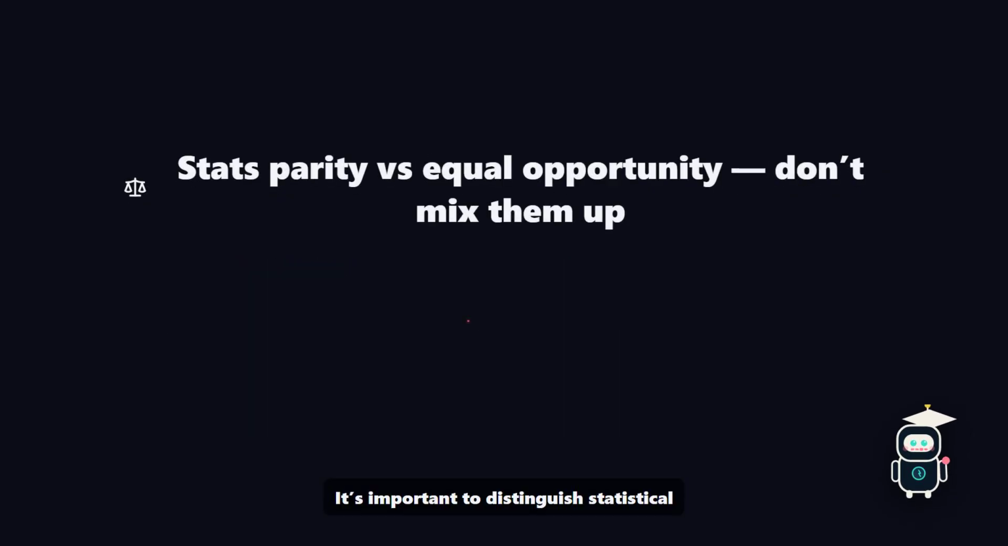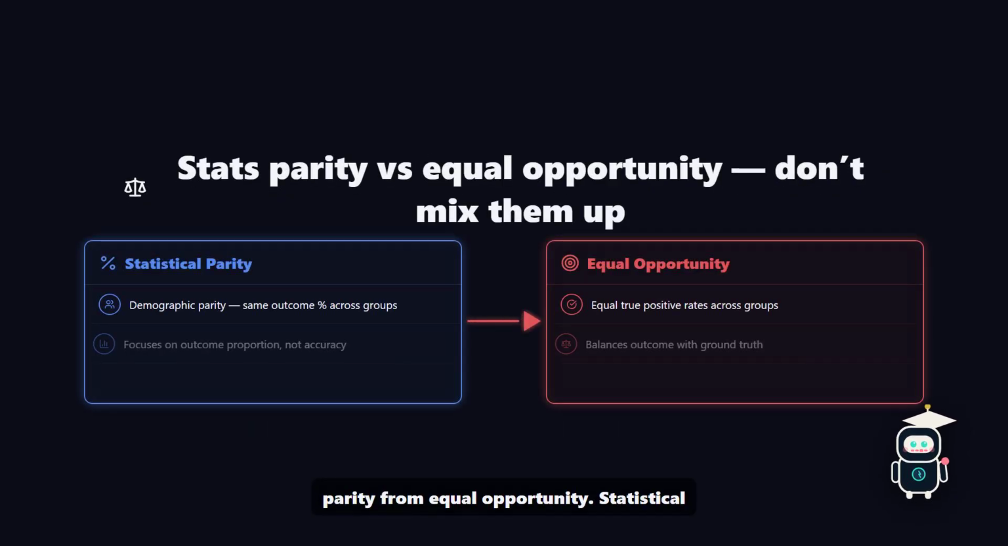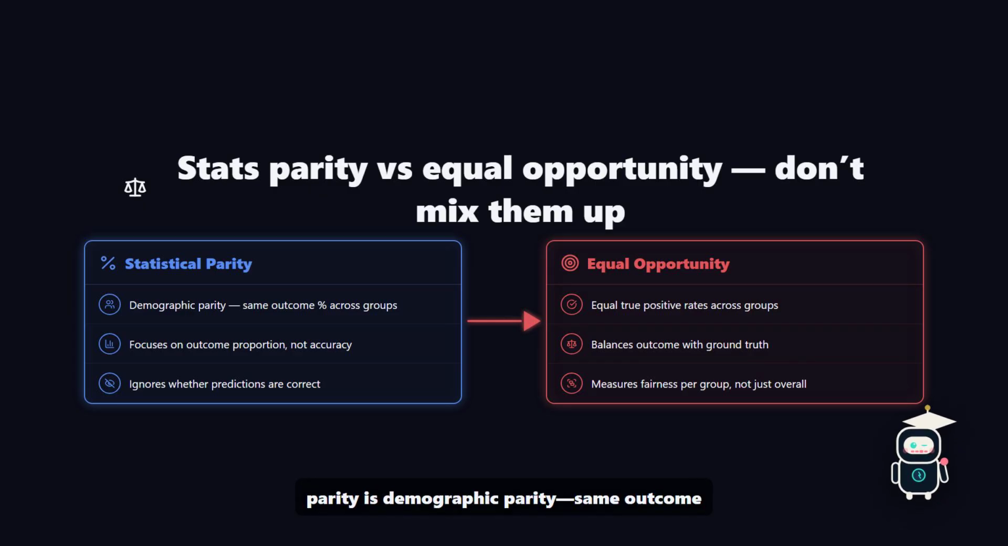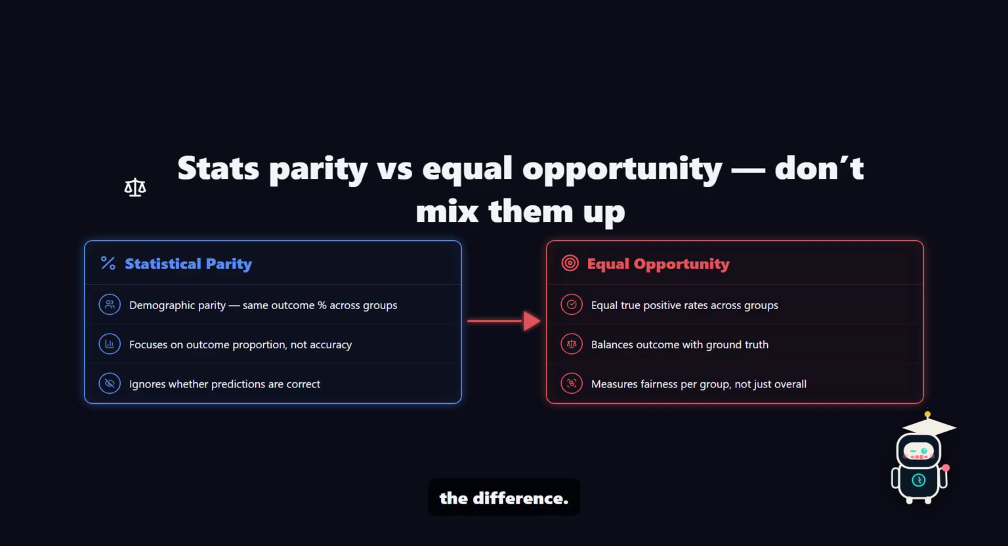It's important to distinguish statistical parity from equal opportunity. Statistical parity is demographic parity, same outcome percentage regardless of truth. Equal opportunity demands equal true positive rates. Many candidates confuse these, so make sure you know the difference.